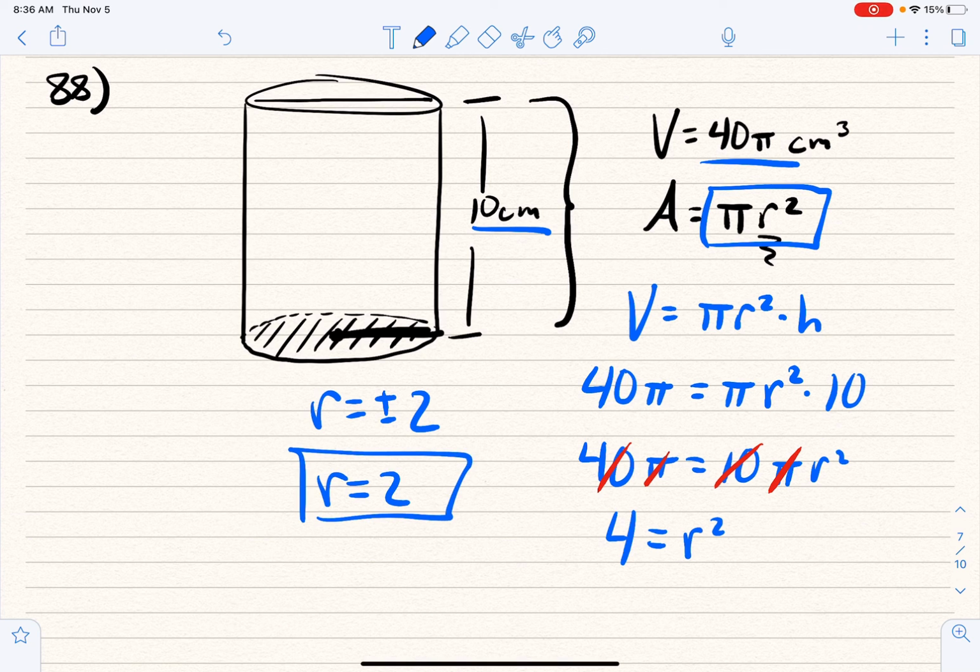But that wasn't the question. The question was, what is the diameter? So then, of course, the diameter is 4. That's the answer to the question. All right, hopefully you got these. I feel like these are pretty straightforward and simple problems.